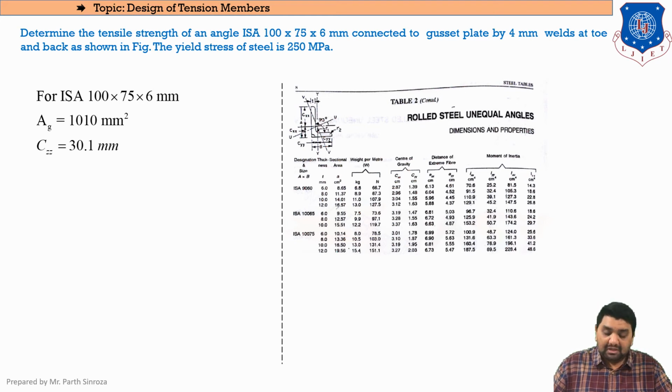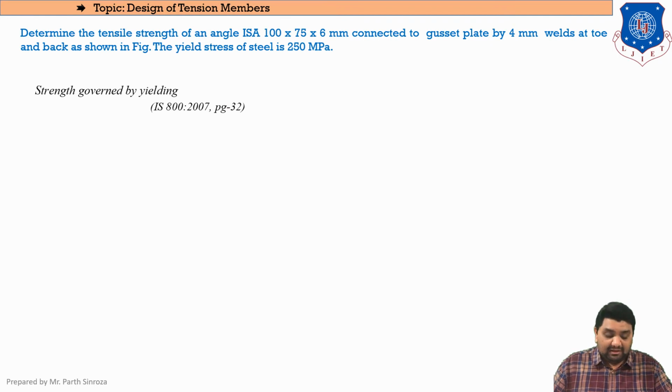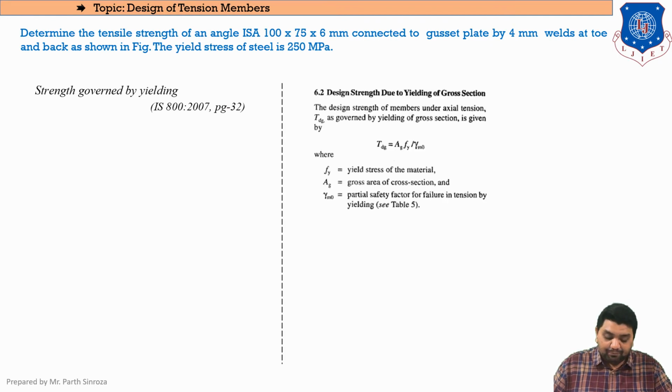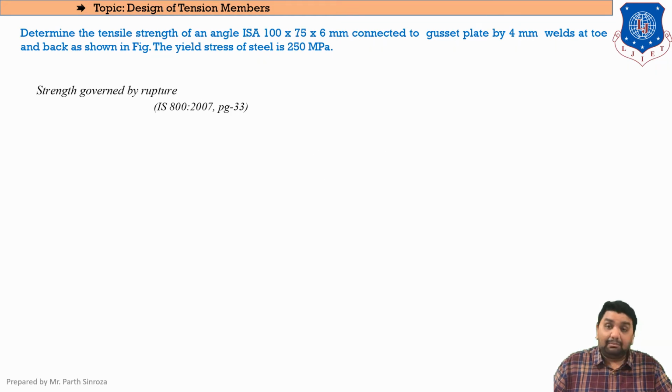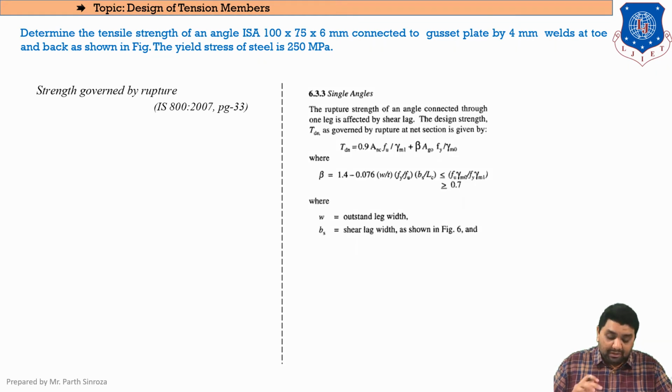Now moving on to our first step, the first step will be to find the strength that is governed by yielding, that is TDG. So this equation can be obtained from page number 32, and for TDG the value of AG will be 1010. You can still take it as 1014 as per our steel table, and the final answer comes out to be 229.55 kilonewton. Now second step will be to find the strength due to rupture. So the strength due to rupture can be calculated from page number 33. Again, this is an angle given, so here we will be using the equation of single angles, as we have discussed in the last session, that was for bolted connection.